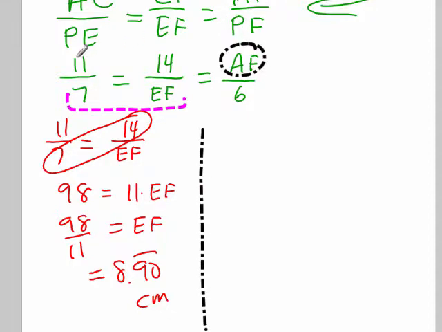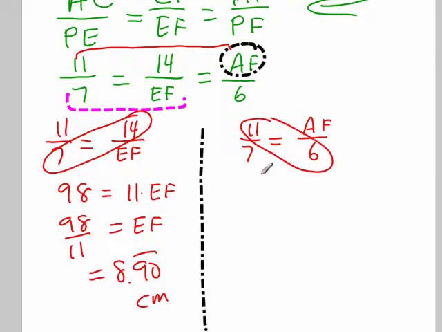Okay? And now I'm going to work towards finding AF. What I'm going to use this time is this first fraction and the second. I'm going to use the one with all the numbers. And that's going to be the same proportion as AF over 6. Cross multiply. 11 times 6, 66, equals 7 times AF.